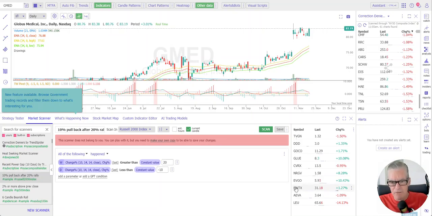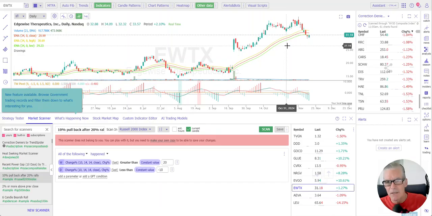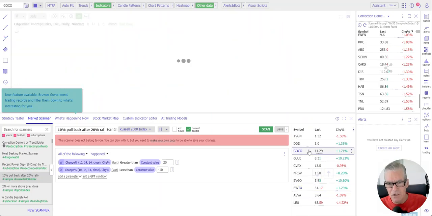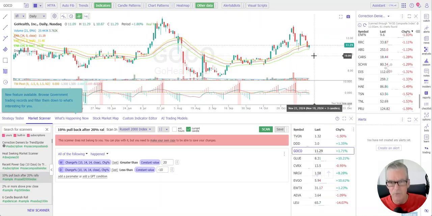We do have a few on here, for example, EWTX, right? So here's your 20% rally. Here's your 10% pullback. And I don't know if this would be ready to go, but it is flagging a potential reversal bar right there, just underneath the bands, not quite where you want to see it. You want to see it in the bands or on top of the bands. Let's look at another one, GOCO. Here's your 20% rally. Here's like an ABC pullback into the bands. That's more what I'm talking about. Reversal bar today. So that could be a potential upside.